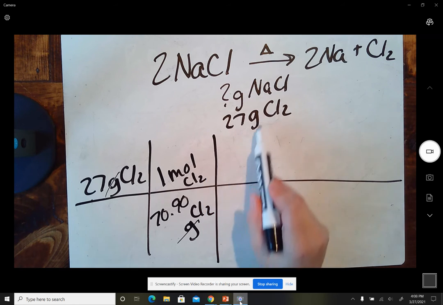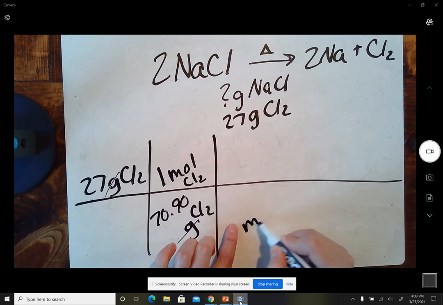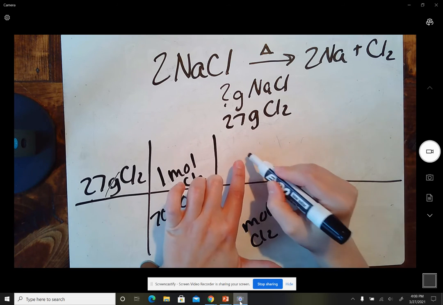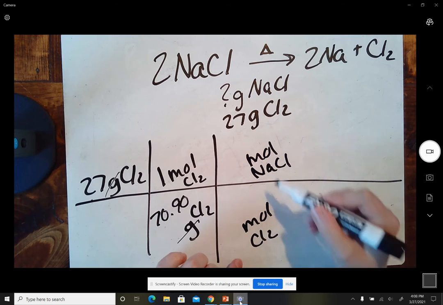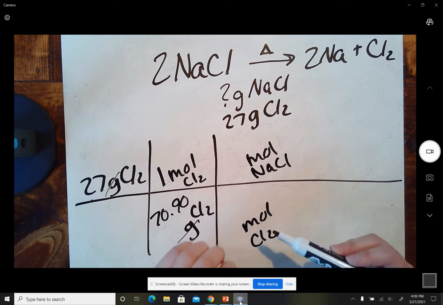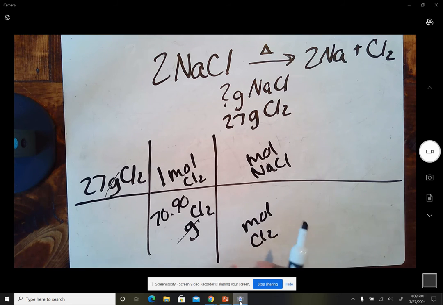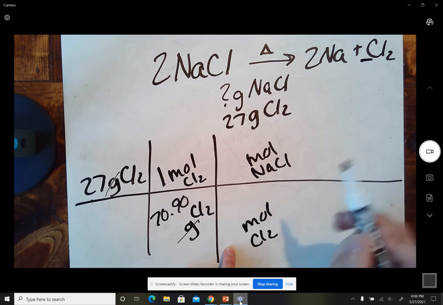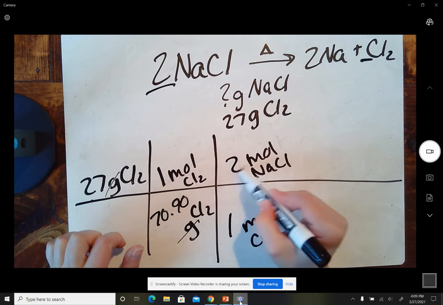So in order to get to sodium chloride, I need to go from moles of chlorine to moles of NaCl. And I'm able to do this because of my mole to mole ratio. This is my coefficient bridge. This is what's giving me the ability to go from compound A into compound B. And these numbers come from my balanced chemical equation. So what coefficient do I have in front of Cl2? Well, I don't have one, so I put a 1. In front of NaCl, I have a 2.